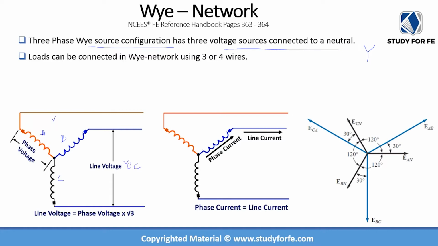Between A and B, you have line voltage A and B. And between A and C, you have A and C. And loads can also be connected in Y network using 3 or 4 wires. When we use 3 wires, we basically don't bring out the neutral. But if you end up using 4 wires, then you bring out the neutral. So that becomes a 4-wire system, and that allows you to feed single phase loads as well.